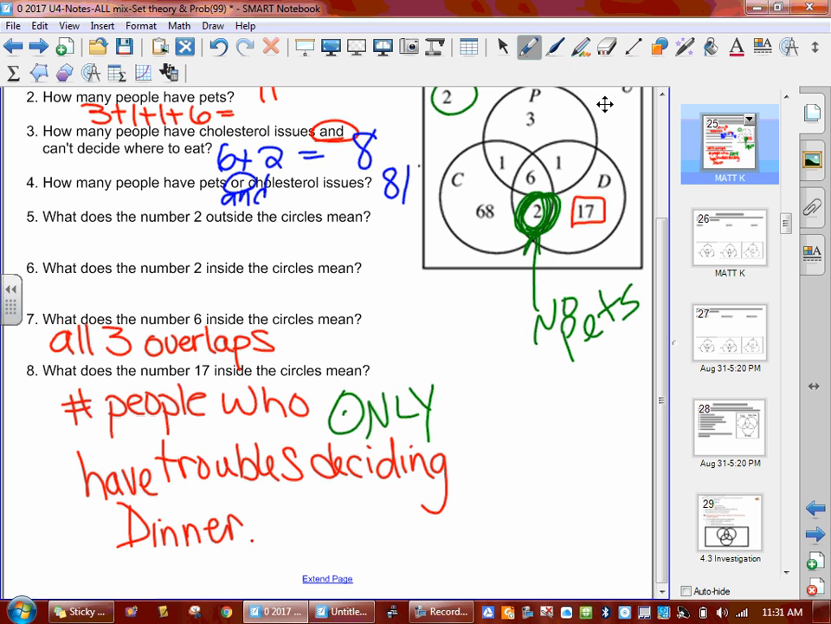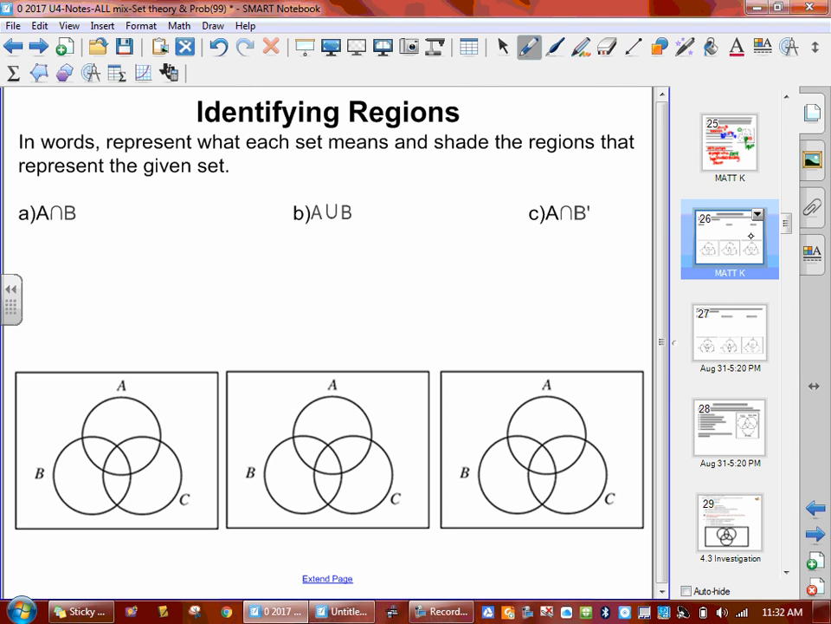All right, now we're going to shade some fantastic regions here. Let's shade our fantastic regions. You ready? All right. So the first one has an and. So if I've got an and, I'm looking for double shading. So we're going to shade A and we're going to shade B.